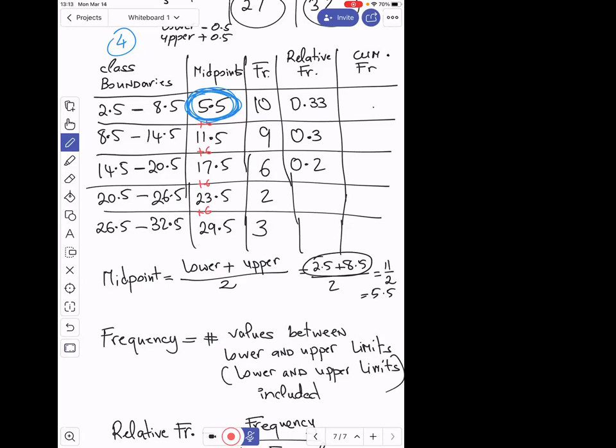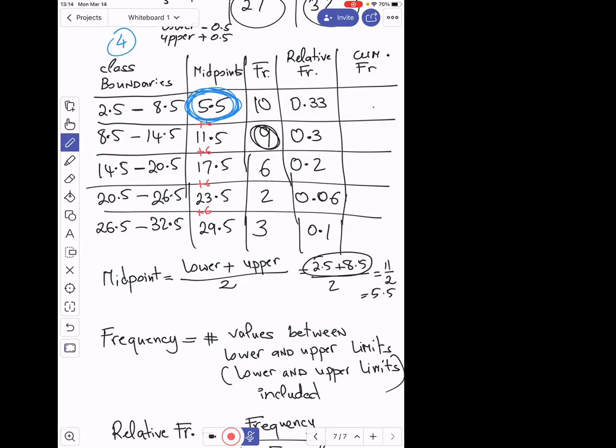Now 2 divided by 30, right? So that would be equal to 0.06. Sorry, 6, not 8. Thank you. And then 3 divided by 30, of course, that's 0.1. Okay. So again, just divide your frequency, for example here 9, by the size of the sample, which is 30. All right, guys.